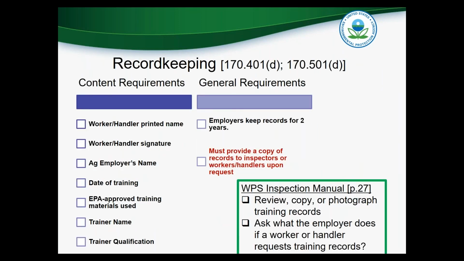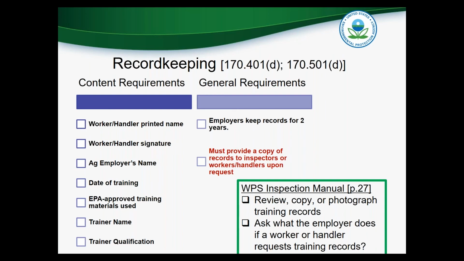Next slide. Okay, as far as record keeping, we didn't have that previously, but this helps tremendously for you, the inspectors, to verify the training. So now it's required that the record of the worker or handler training has the printed name, the signature, the ag employer name, the date of the training, the EPA-approved materials used, the trainer's name and trainer qualifications. And as mentioned, this is also a 2-year retention, just like the central posting information. And then the employer must provide a copy of those records on request to handlers or workers.